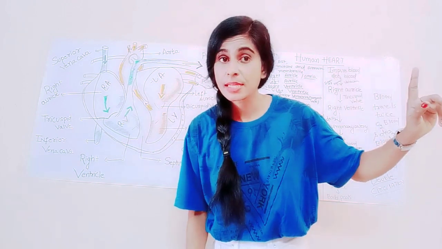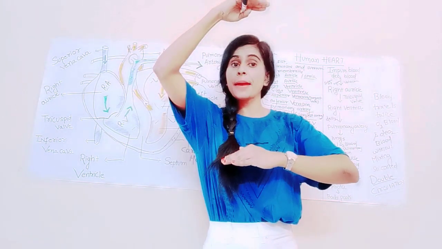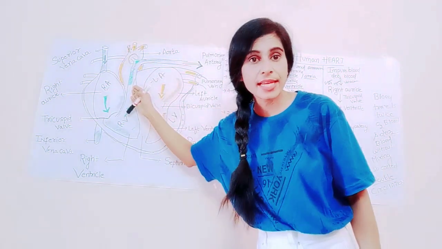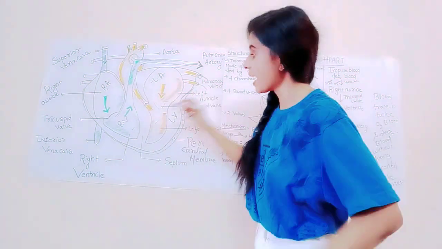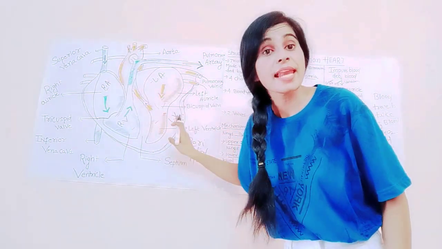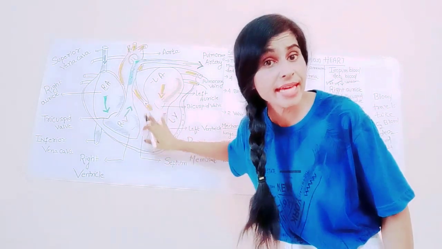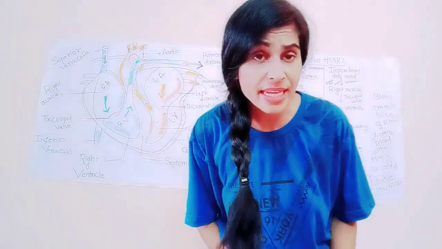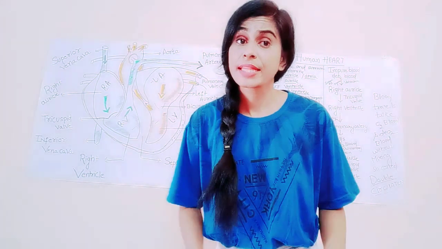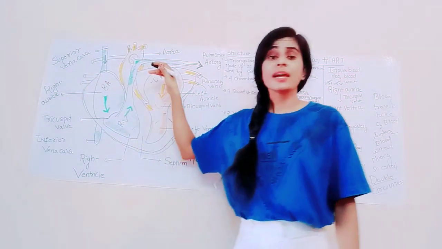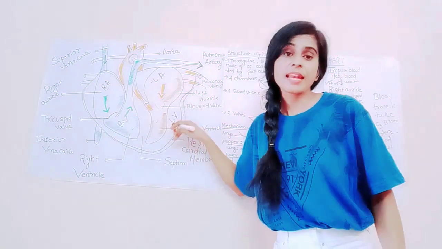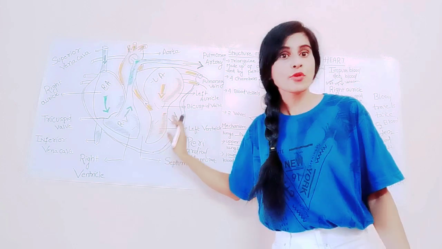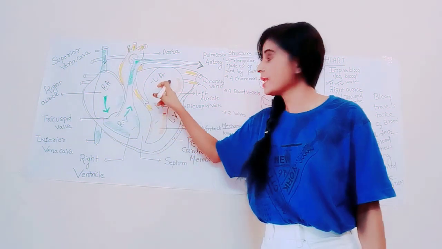How many chambers? First of all, divided into 2: upper chambers and lower chambers. The upper chamber is divided into two, that is right auricle and left auricle, and the lower into right ventricle and left ventricle. So how many chambers are there in total? 4 chambers are there in the human heart: right auricle, left auricle, right ventricle, left ventricle. Understood? You have understood the chambers.